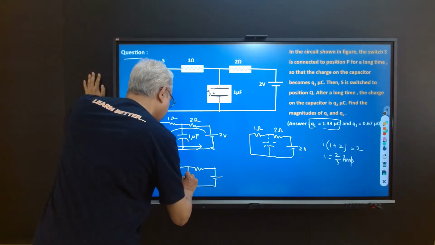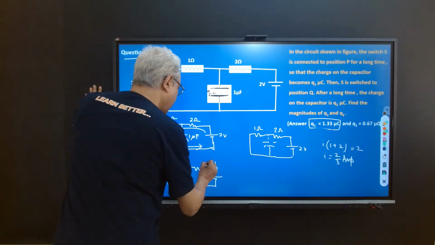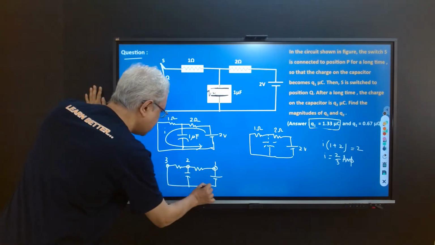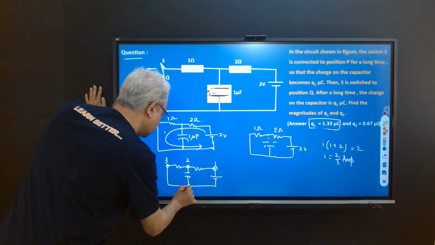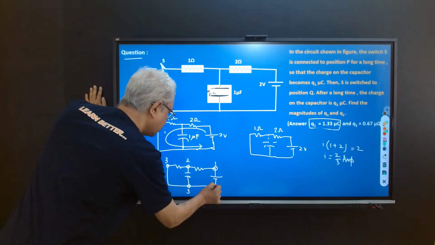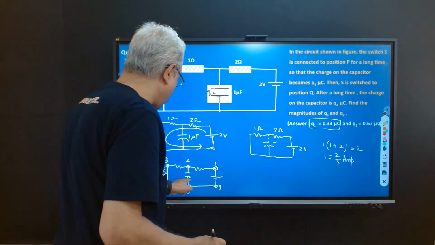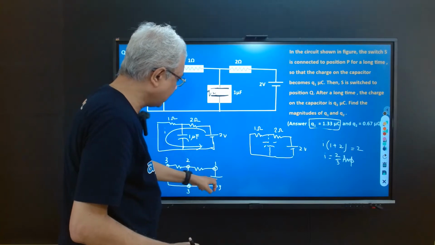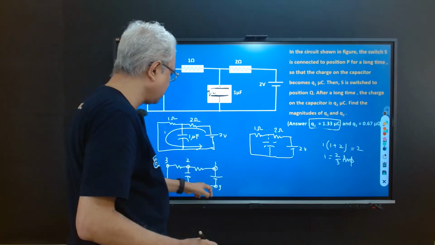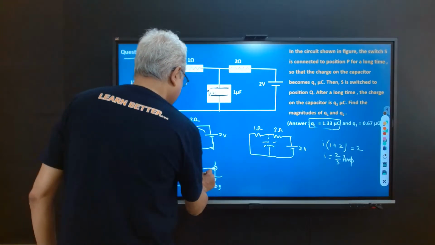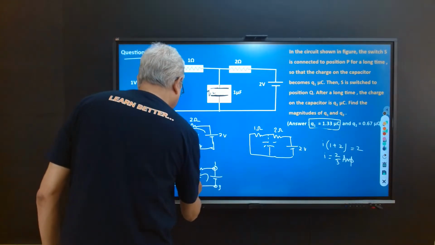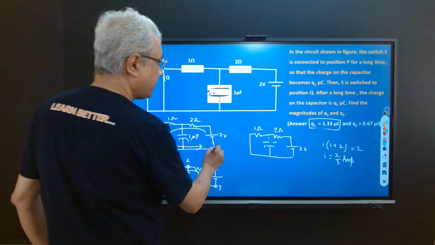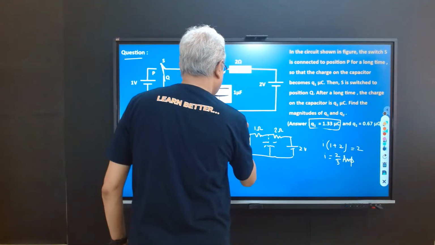Capacitor is here. Call this point 1, call this point 2, call this point 3, and this point is also 3 because there is no resistance in between. So these all are common actually. The other plate of the condenser, the negative pole of the battery, and this point, these are all common points. So we have calculated the current to be 2/3 of an ampere.